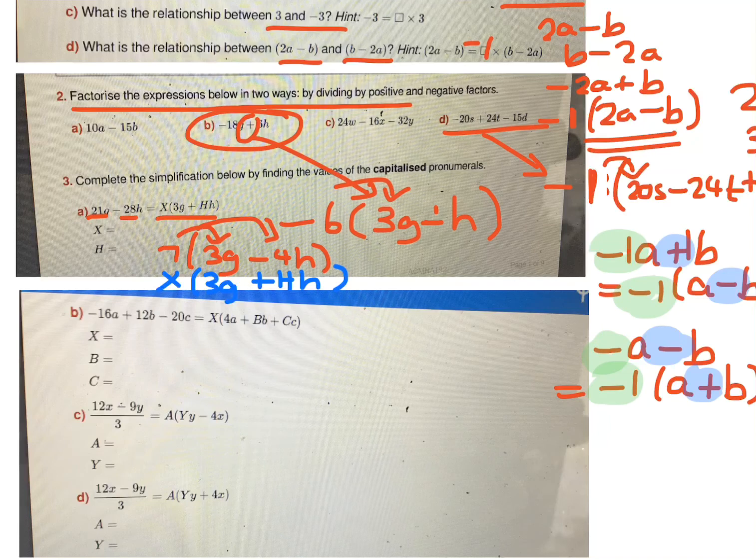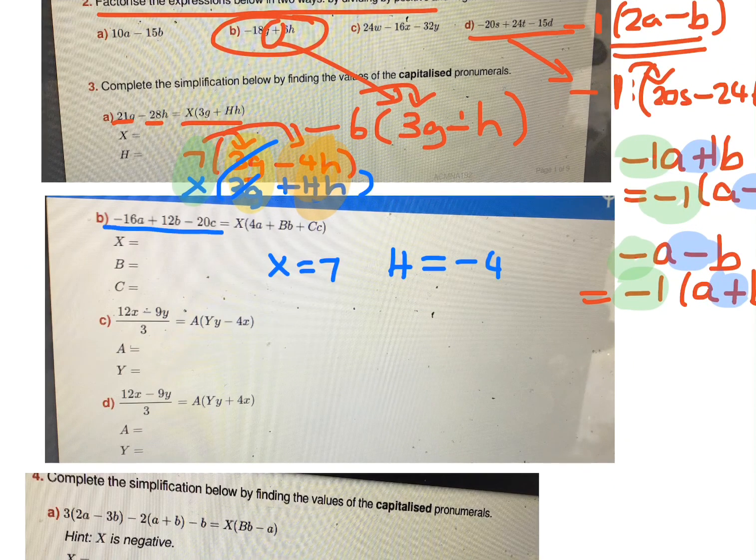So that means when you match that up, the X goes with the 7, the 3G with the 3G, the minus 4H with the minus 4h. So that means the x will equal the 7. 3g is not important. Minus 4h equals plus 4h, so the big H must be equal to the minus 4.